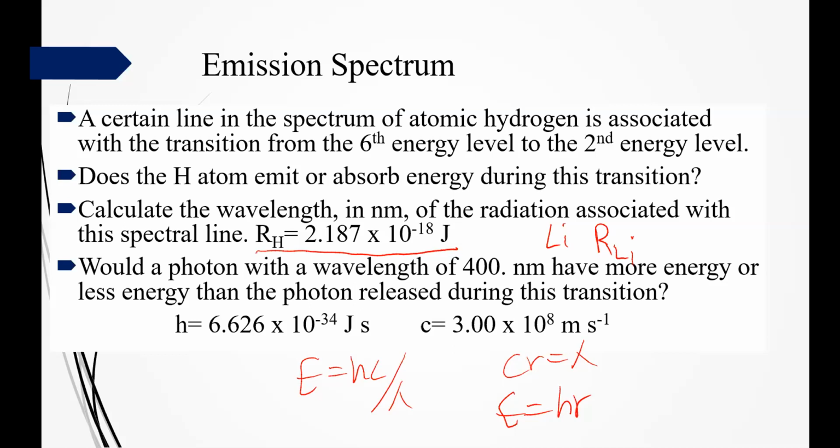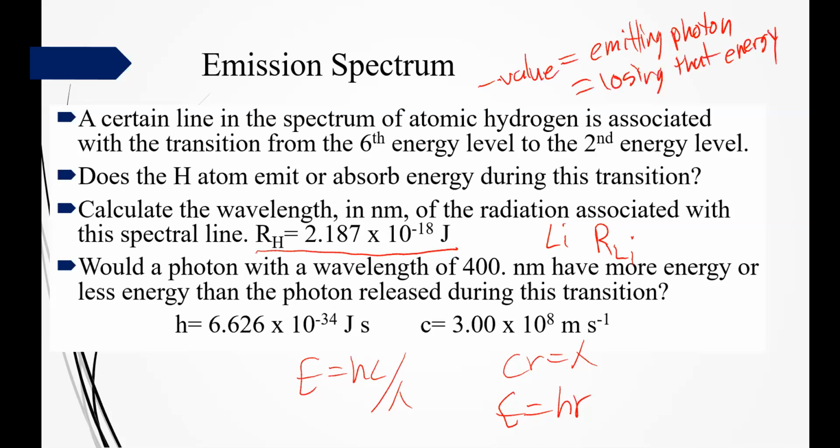And just remember that the reason why you get negative values for those delta E's is that a negative value means that you're emitting that photon because you're losing that energy. It doesn't mean that your wavelength is going to be negative. It just means that that electron is being released away from the atom. If you get a positive value, it means you're absorbing that photon.